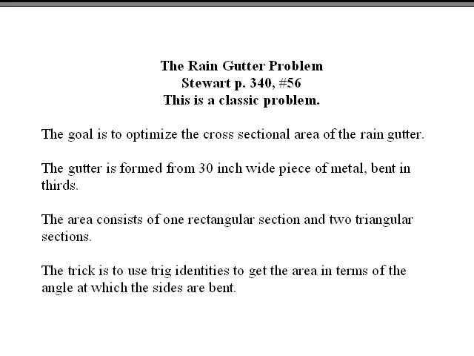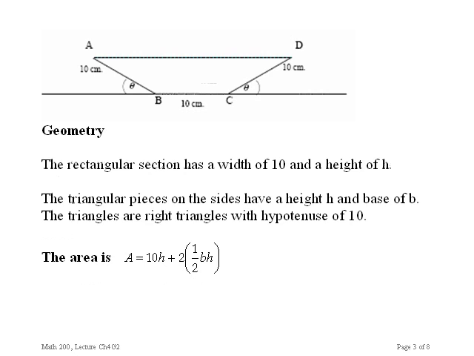The goal is to optimize the cross-sectional area of the rain gutter so that it can carry the maximum amount of rain. To form the gutter, we start with a 30-inch wide piece of metal and bend it in thirds. So here's a sketch. You see here that each side is 10 centimeters and the base is 10 centimeters. So there was your 30 centimeter piece of metal.